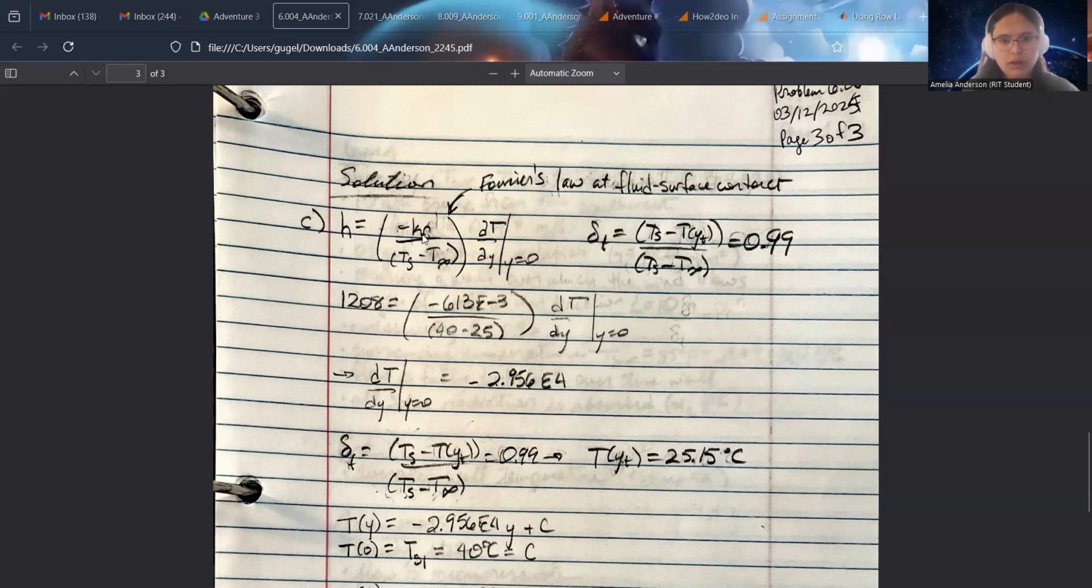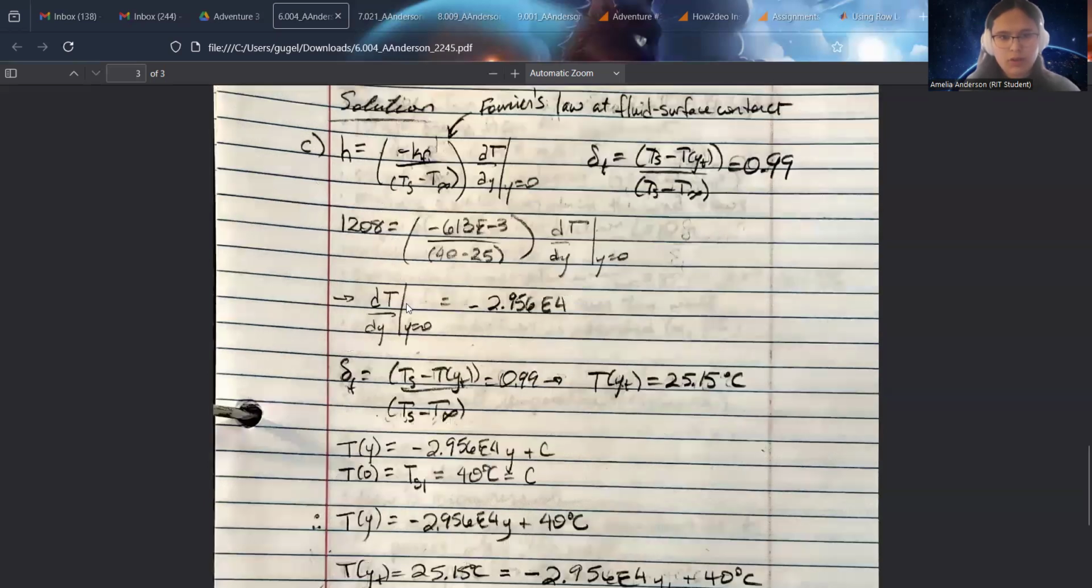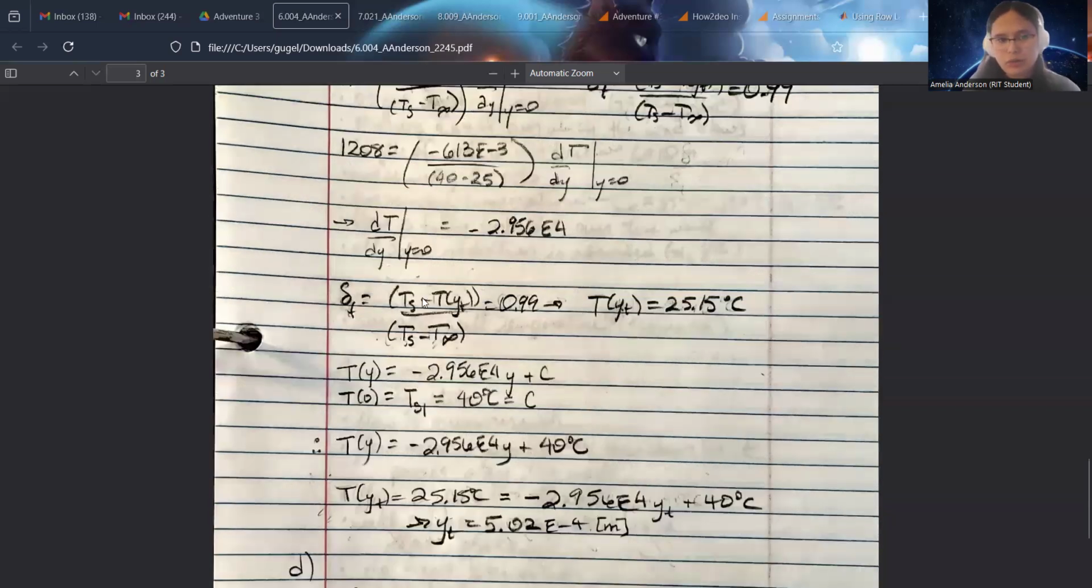We've got properties. This is again stolen from the book. This is the thermal conductivity of the fluid. We've got our temperature difference from the surface to the bulk fluid. We can calculate that at dT/dy at y equals 0, just moving stuff around in here, we get this constant, that the change in temperature per change in height away from the surface is negative 2.956 times 10 to the fourth.